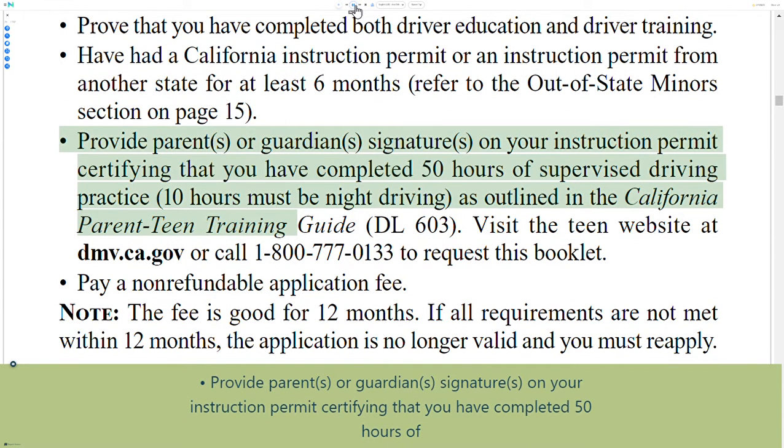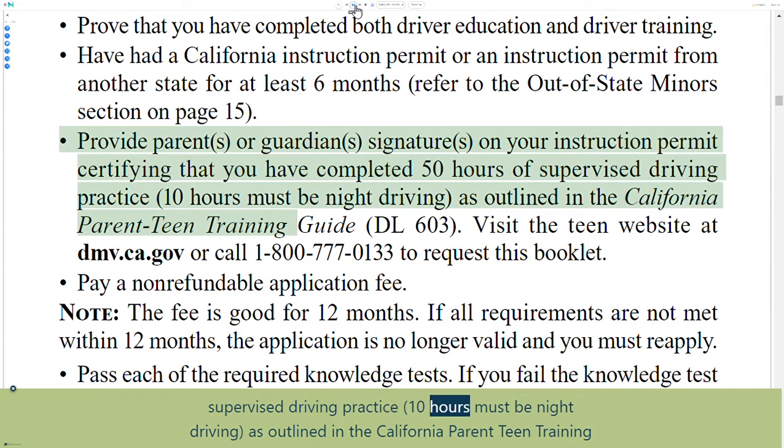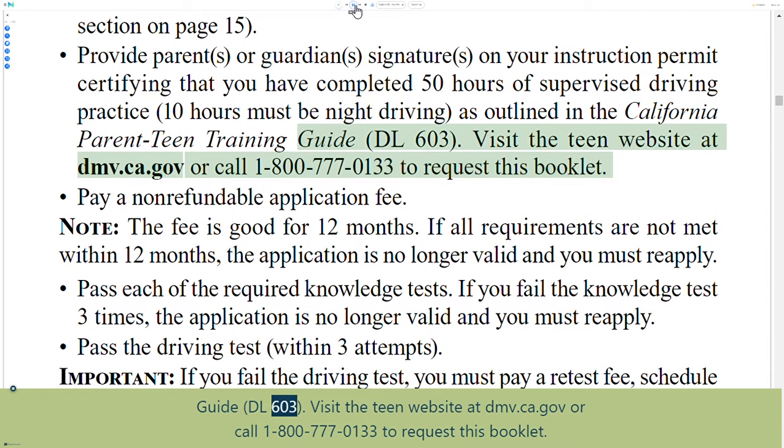Provide parents or guardians' signatures on your instruction permit certifying that you have completed 50 hours of supervised driving practice. 10 hours must be night driving, as outlined in the California Parent-Teen Training Guide, DL 603. Visit the teen website at dmv.ca.gov or call 1-800-777-0133 to request this booklet.